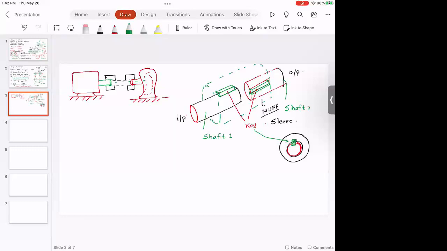Which kind of key is the most popular one? It completely depends upon the design. Just to give you an example, once you work in industry, you will see keys like this. You will see keys that are square. You will see keys that are rectangular. You will see keys wherein they have some sort of a stub on one side. So you will have keys like this.